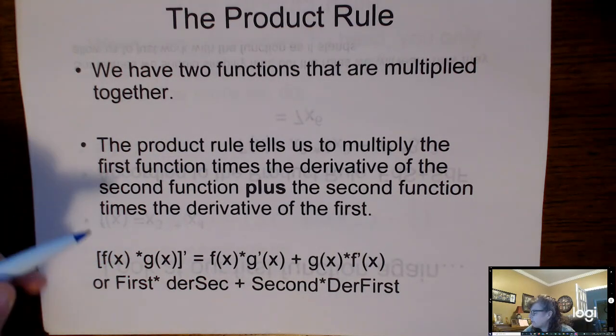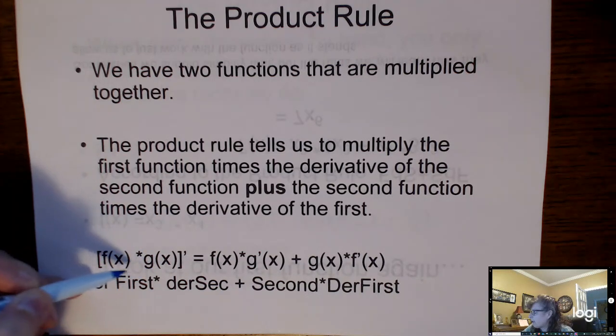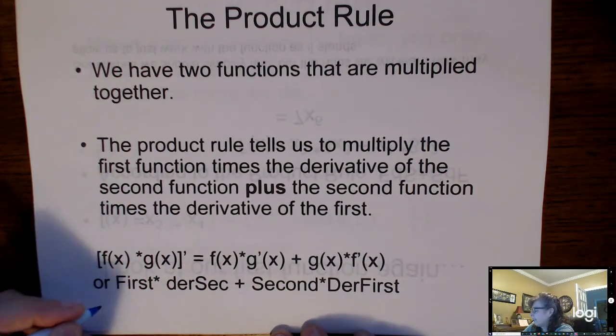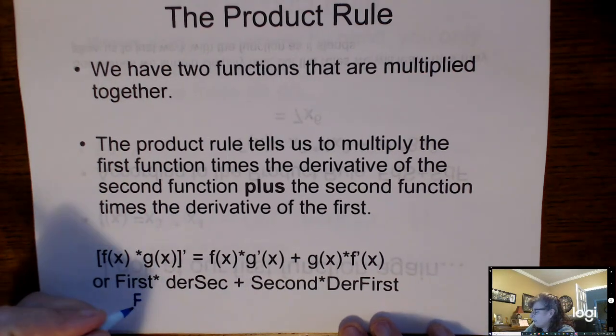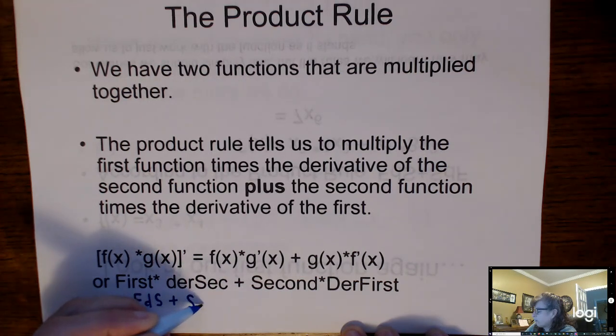So written in function notation, it looks like this. If you have a product, the derivative of that product is equal to just writing down the first function or expression times the derivative of the second expression plus the second expression, just write it down, times the derivative of the first expression. Now in our class, I like to think of it as the first times the derivative of the second plus the second times the derivative of the first. And then I even write it in a shorter notation, the first times the derivative of the second plus the second times the derivative of the first.